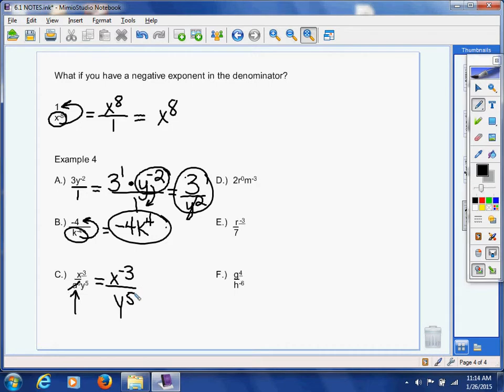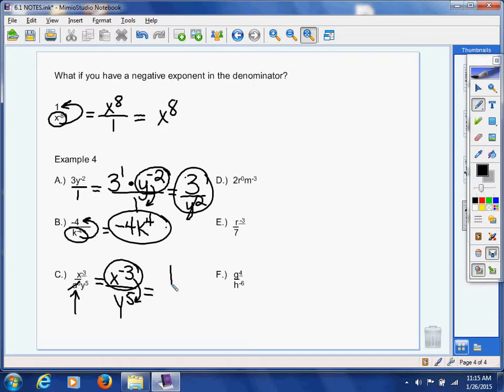Okay? Well, y to the 5th already has that positive exponent, so we don't need to move it. You don't need to touch it. Don't do anything to y to the 5th. It's already got that positive 5 exponent. The only thing you need to move is that x to the negative 3. Now that has that negative exponent, so we're going to kick it down into the cellar with that y to the 5.